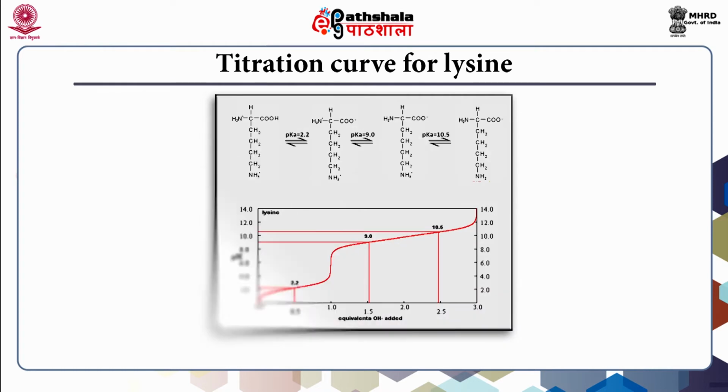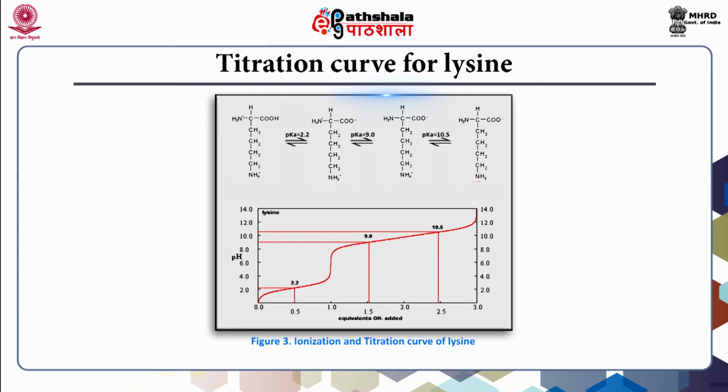Lysine is a basic amino acid with a third ionizable functional group, the R group. The titration curve of lysine is shown in figure 3. And as the concentration of hydroxide ion increases, the hydrogen ion concentration decreases. At the first pKa, the dissociation of the alpha carboxyl takes place. At the second pKa, the dissociation of the alpha amino occurs, while at the third pKa, the dissociation of the R group amino takes place.